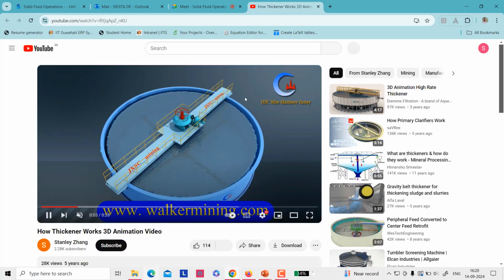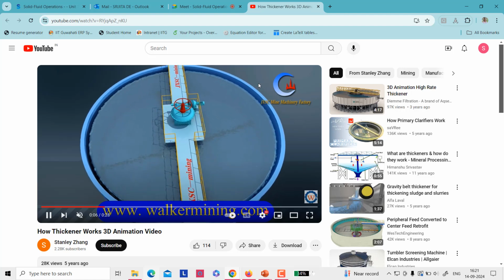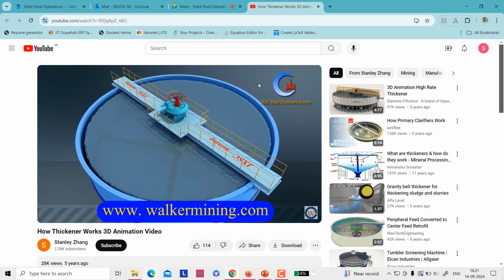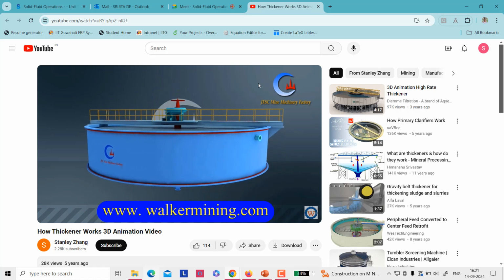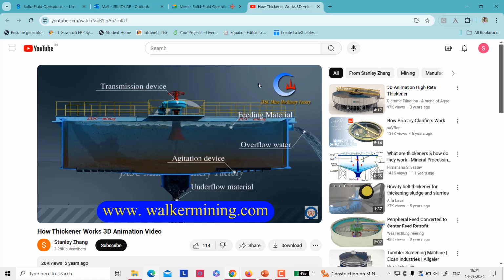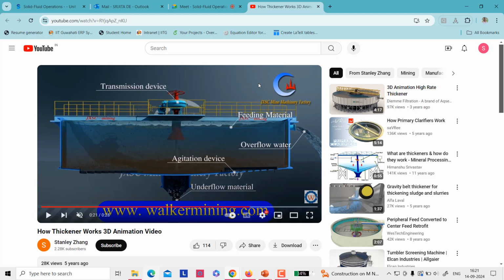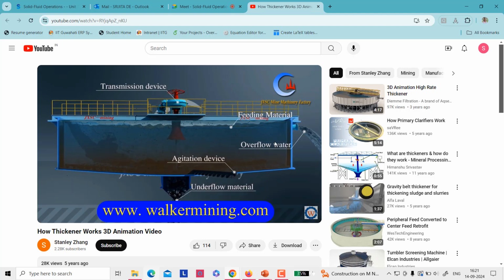So this is the sedimentation. Due to gravity and the agitation device, the oversized particles or dust particles are the underflow material and they are going down, and clean water is collected from here, which is the overflow water. So this is the sedimentation.